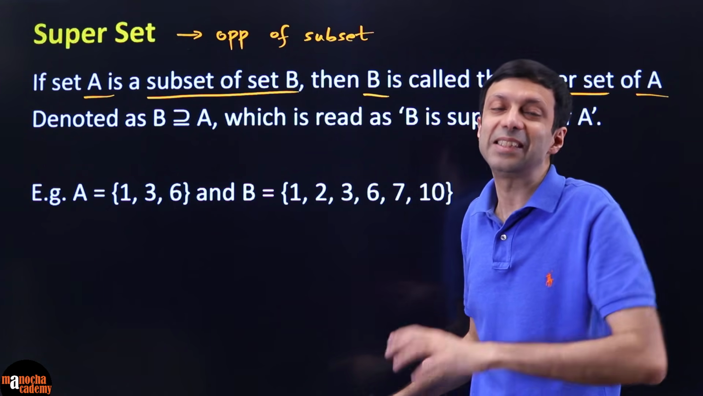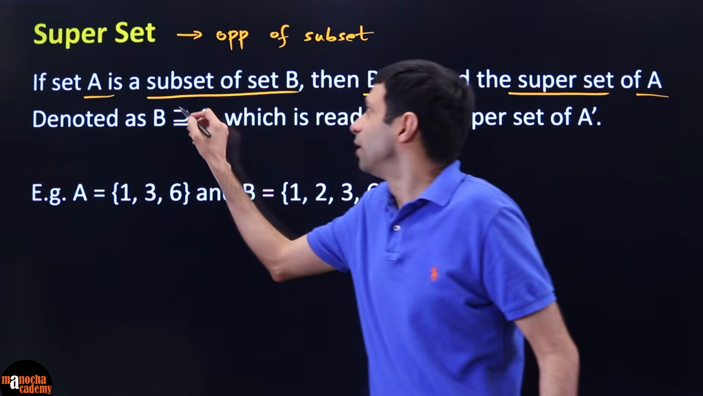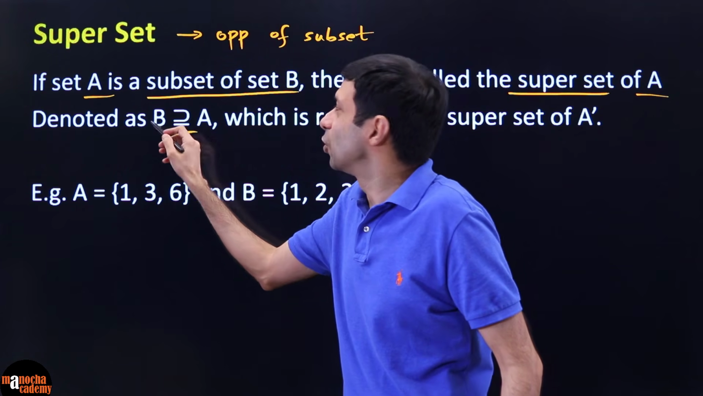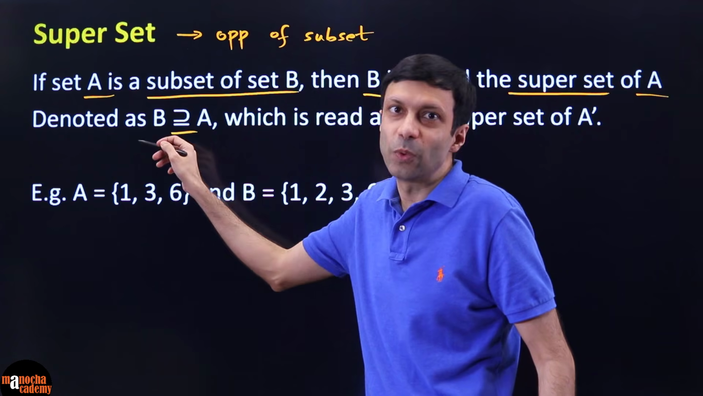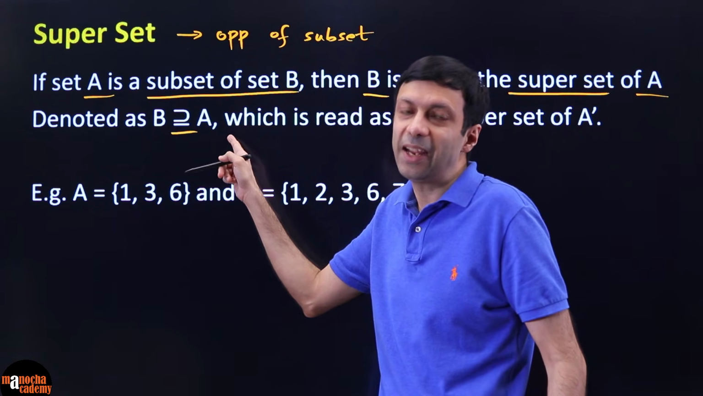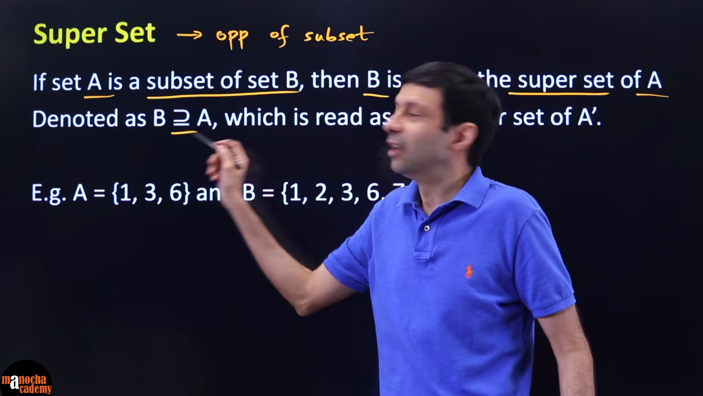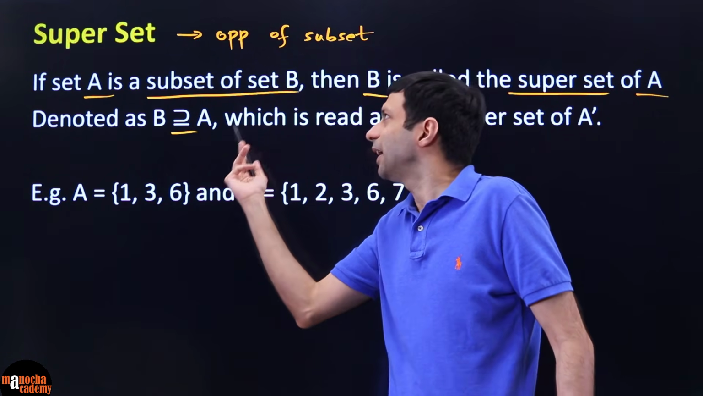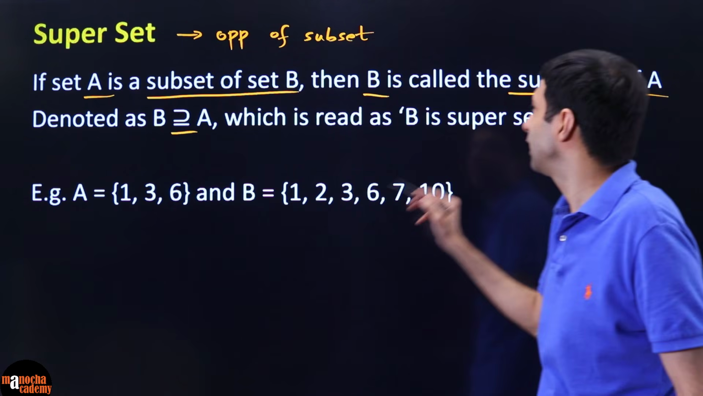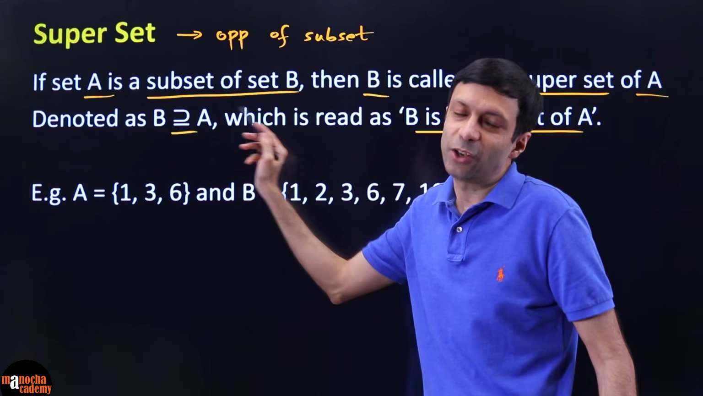And how do we denote this? The notation is exactly the opposite of subset, right? So you just have to turn that C to the other side, because B is a superset. So this open part points towards B and the closed part points towards A. And again, they could be equal, so we put that line there. So this we read as B is a superset of A, or A is a subset of B. Is that clear? So this one is B is a superset of A.